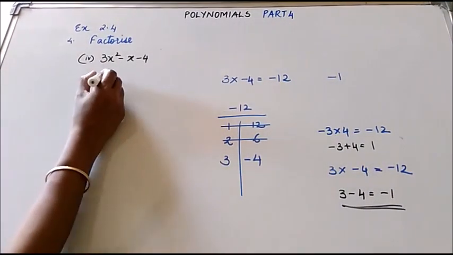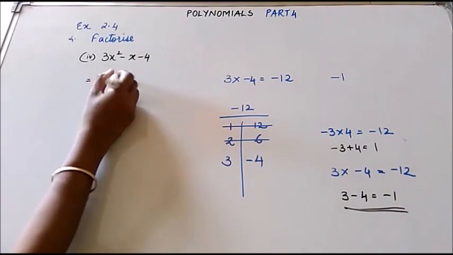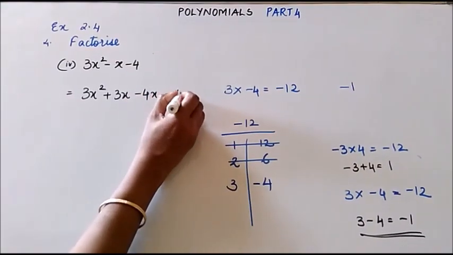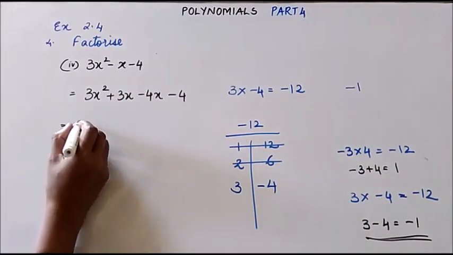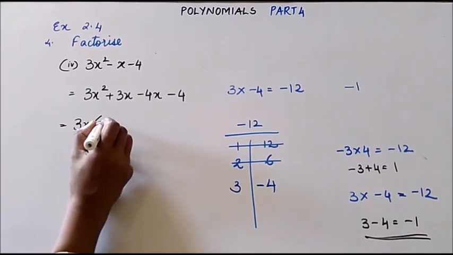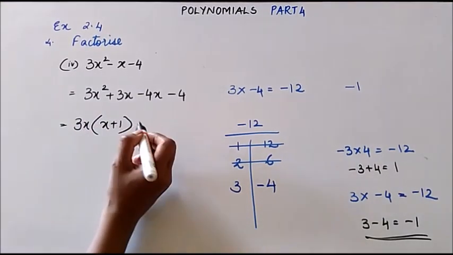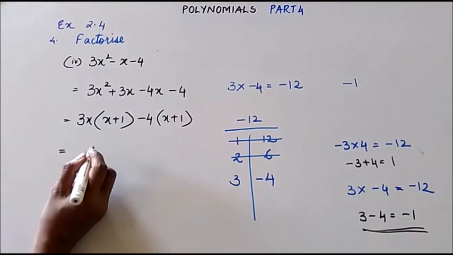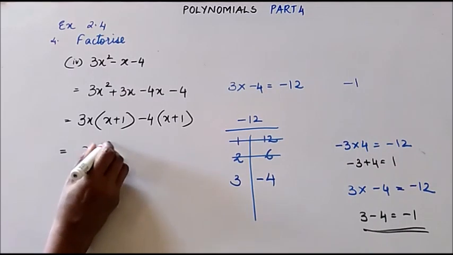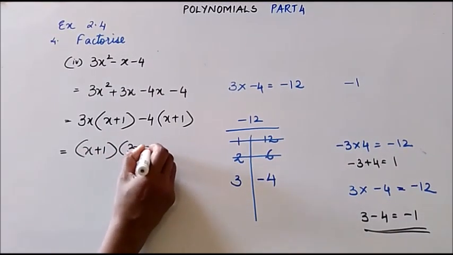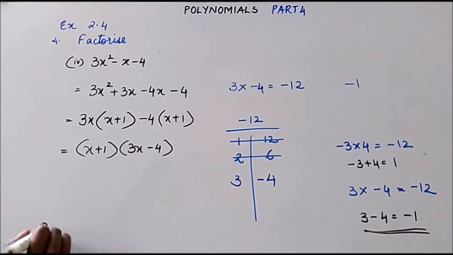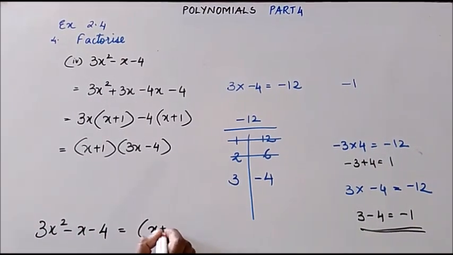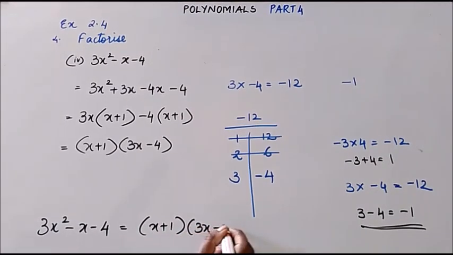Now coming back to the question, we have got here 3x square plus 3x minus 4x minus 4. Common in the first two terms is 3x, that will be x plus 1. Here common is minus 4. In the bracket we will get x plus 1. Once again you see x plus 1 is common. Here it will be 3x minus 4. Hence we get 3x square minus x minus 4 is equal to x plus 1 into 3x minus 4.